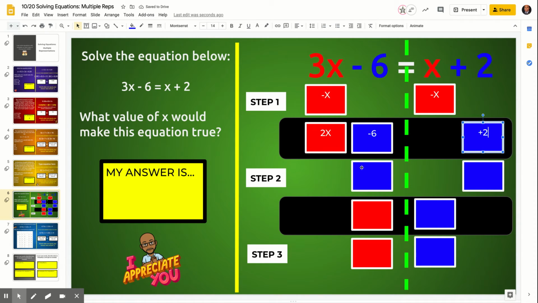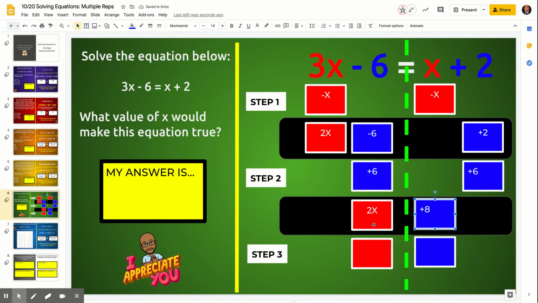Step 2 was to eliminate the constant from the left side. So to get rid of this negative 6, I'm going to add 6 to both sides, because what I do to one side, I have to do to the other. Why? Because things are equal. It's an equation. So 2x comes straight down, because I didn't do anything with my red on step 2. Negative 6 plus 6 cancels out. And then on the right side, 2 plus 6 is 8.